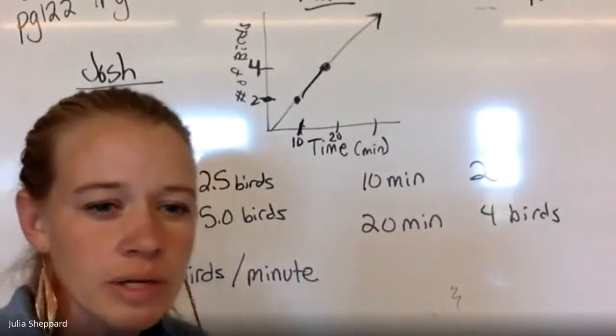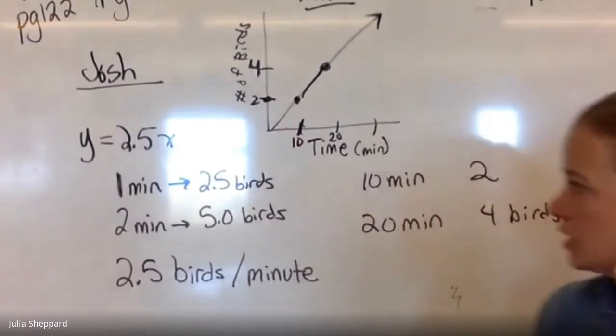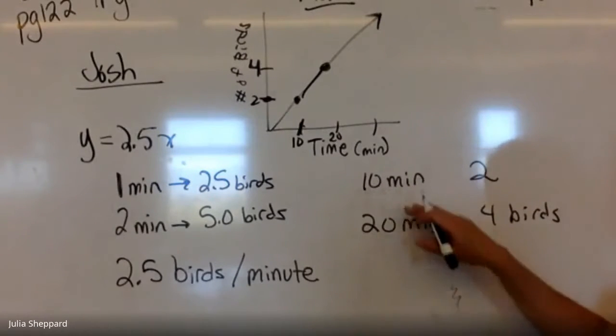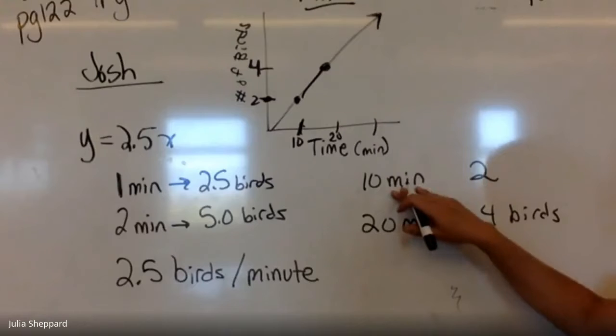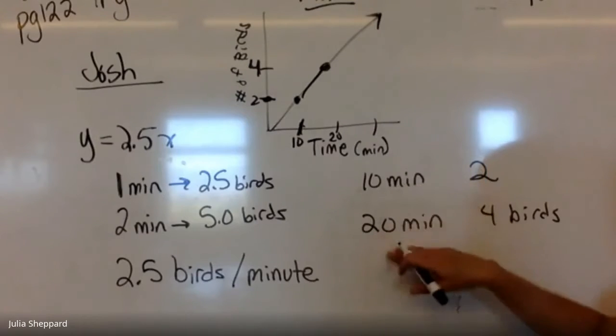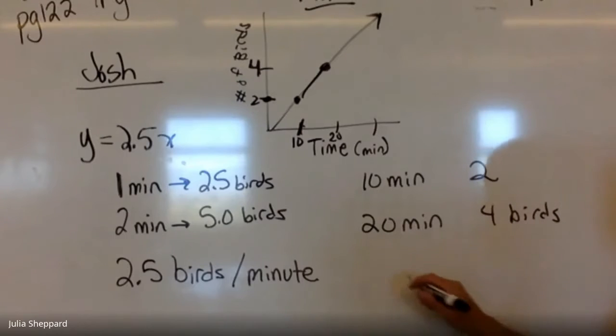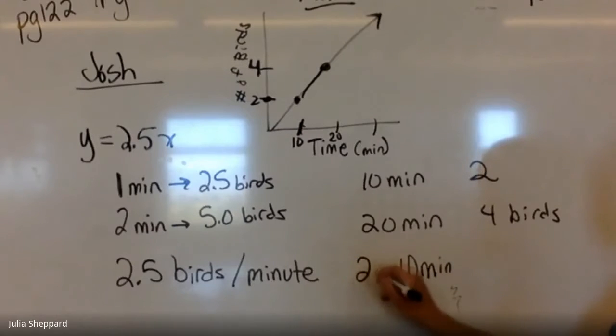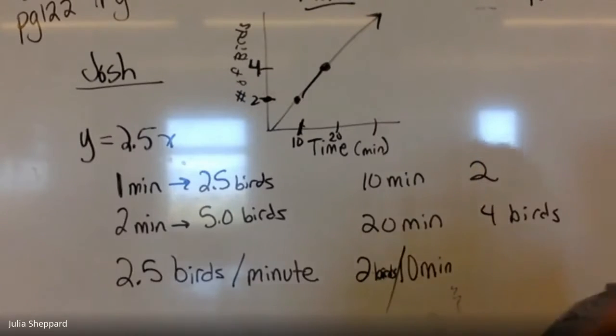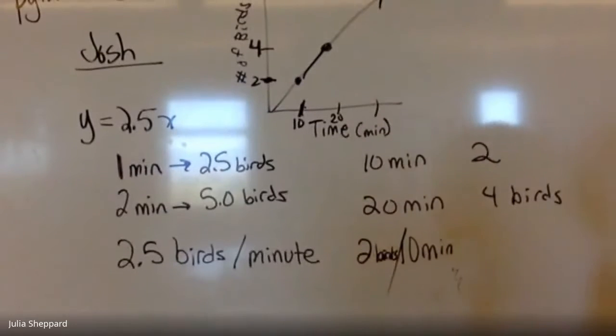So you have to think, how many birds is he making per minute? Well, what I see from here is that it was a 10-minute difference. In 10 minutes, he had 2 more birds. So that is 2 birds per 10 minutes. Let me make sure you guys can see that. 2 birds per 10 minutes.